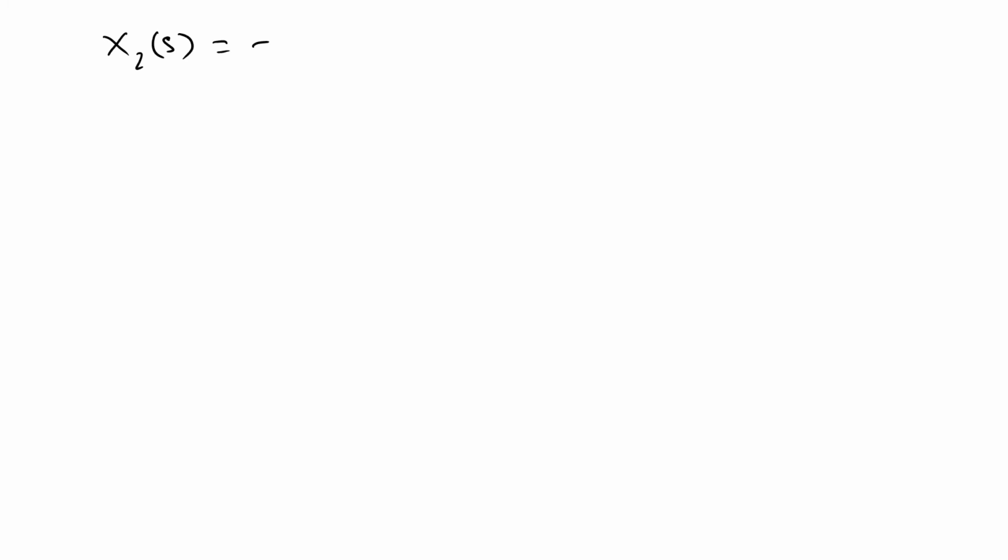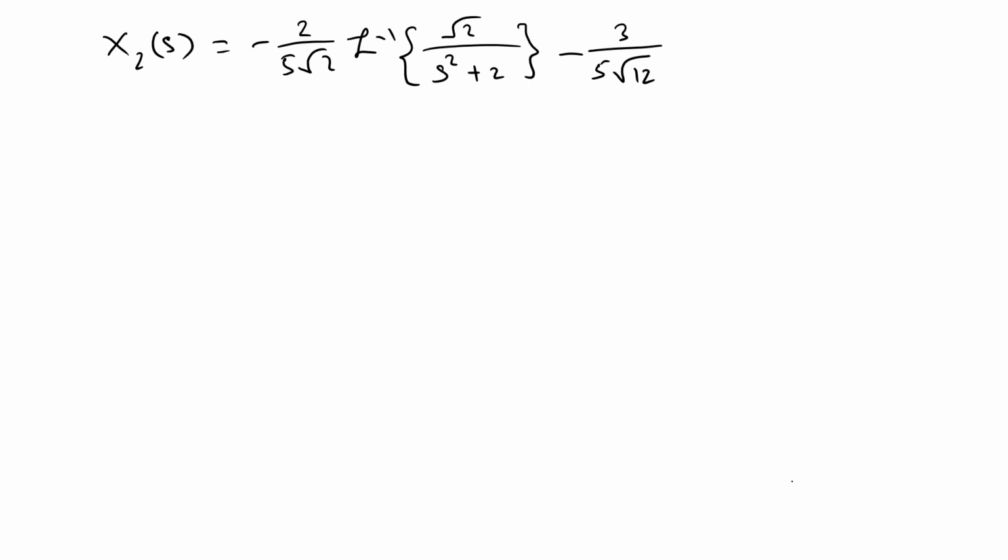We can write this as negative 2 over 5 square root 2 times L inverse of square root 2 over s squared plus 2, minus 3 over 5 square root 12 times L inverse of square root 12 over s squared plus 12. So these are all clear now. Then find the inverse as before.